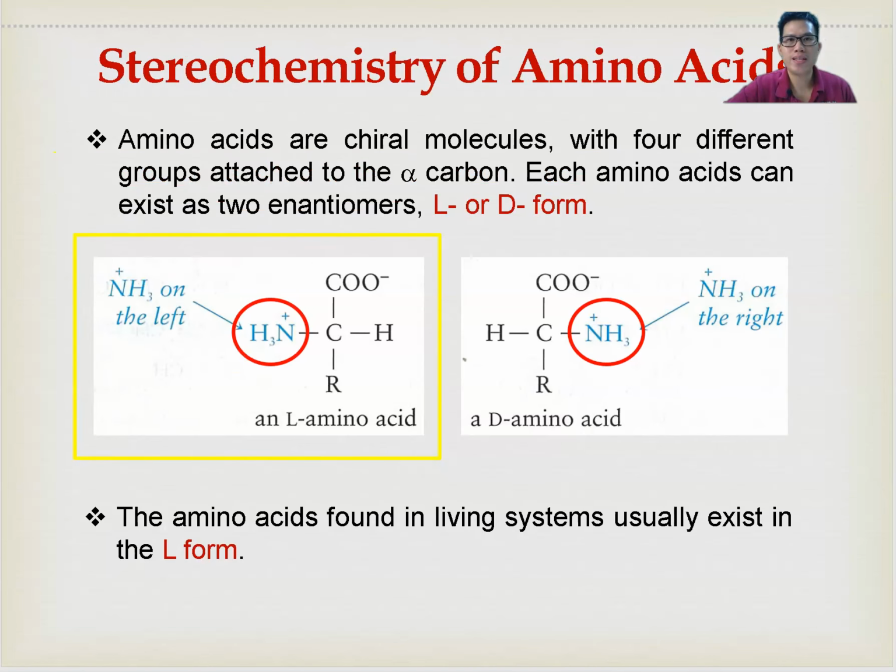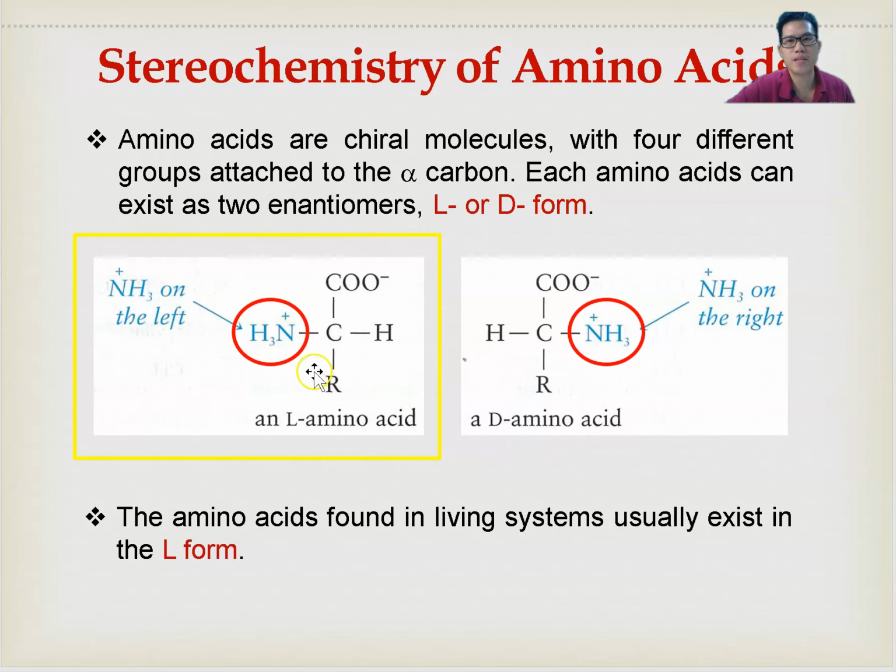So for amino acids as well, there is stereochemistry. It has two forms, the L form and the D form. The L form is when the amino group is on the left side. Again, this one is not something you simply draw per se. It will be based on the Lewis structure that you draw.